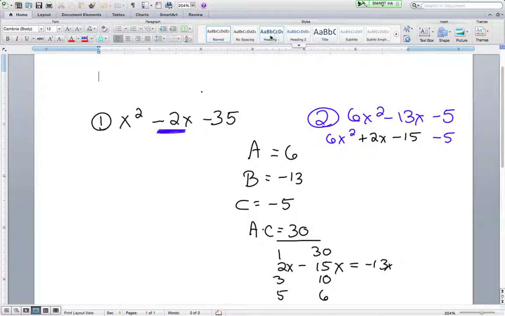Now, some of you may be wondering on the last problem why we didn't solve. Because it's not equal to anything. It's only an expression. If it's equal to something, you have to solve.